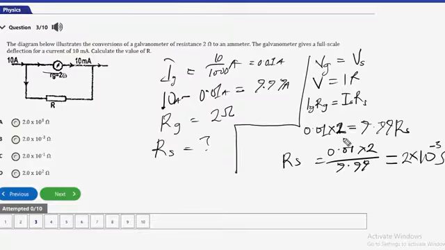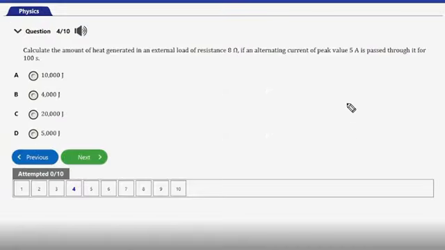And that's option B here, guys. So option B is the answer to this question. Let's go ahead and consider the next question, guys. So that's question number 4 here.